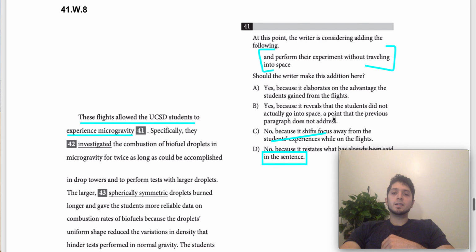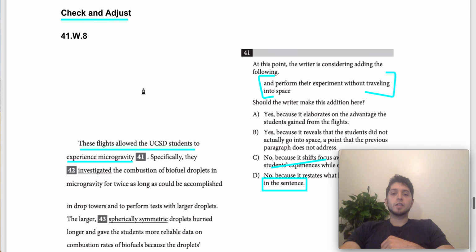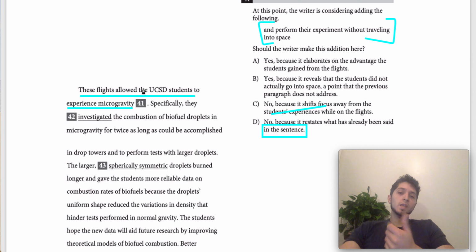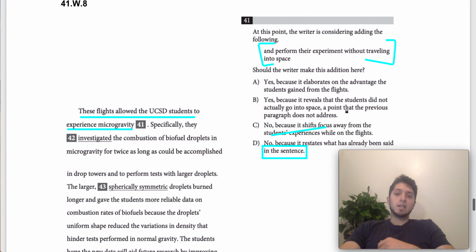So this is an example where you need to really check your answers and then adjust accordingly. So then I think, okay, it's not C because it's not distracting from their experience while in the flight, so it has to be A, and answer choice A is the correct answer because it says, yes, it elaborates on the advantages that students gain from the flights, which it does. It tells us basically they didn't need to travel to space.